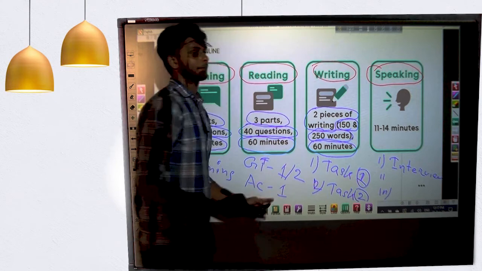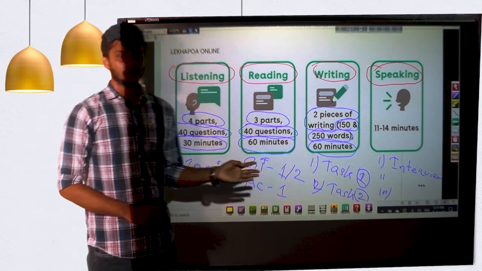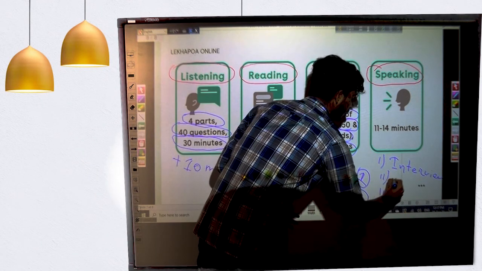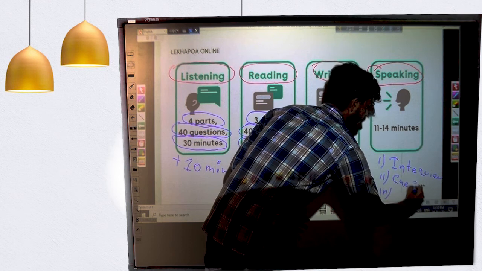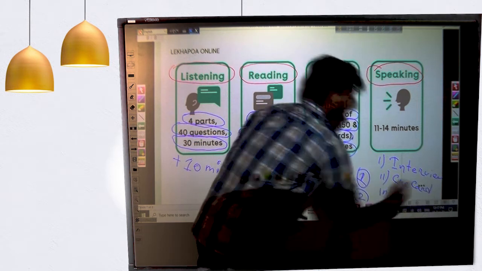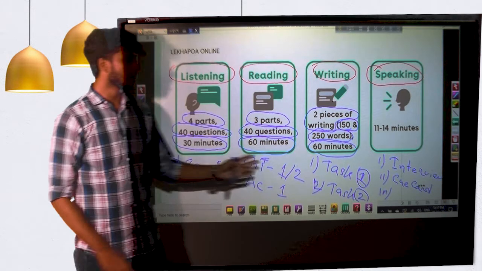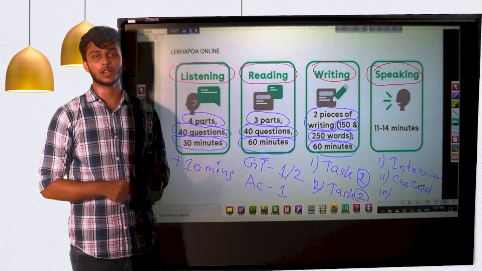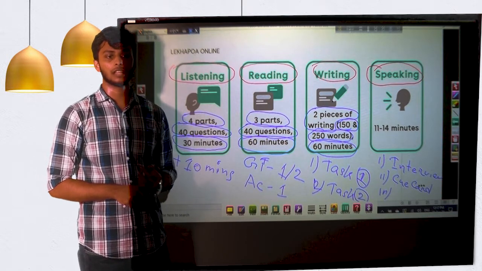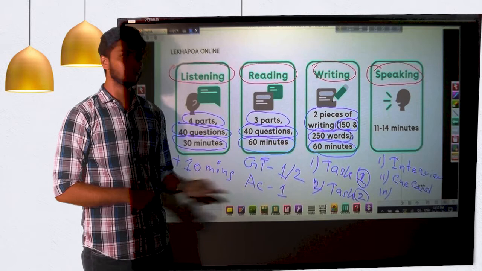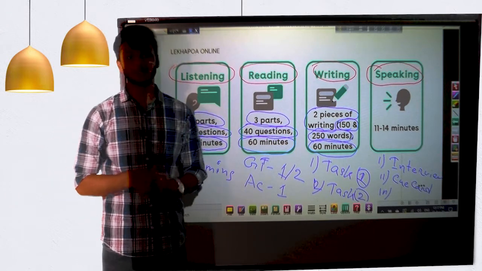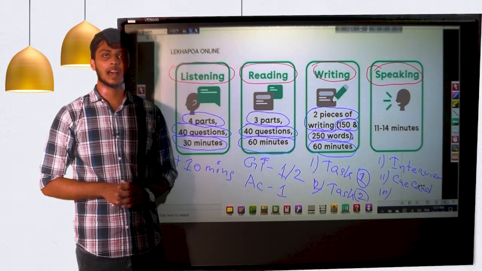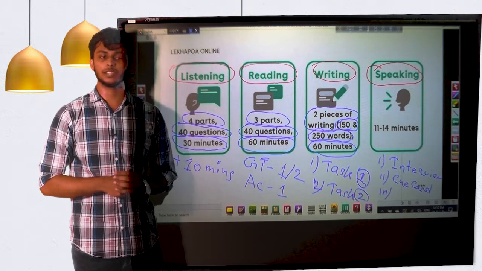Now part 2. Part 2 is called the cue card part. In this part, you will get a card which asks you to talk about a particular topic. You will have 1 minute to prepare and 2 minutes to speak about the topic. The examiner will then ask you 1 or 2 questions on the same topic.